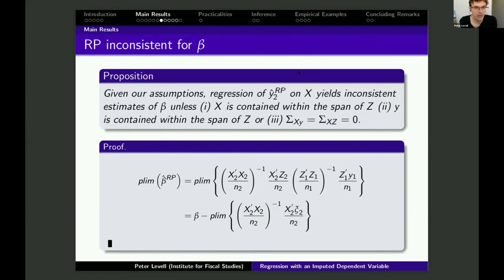So one of the key results of our paper is that the regression prediction procedure, which is very commonly used, gives inconsistent estimates of beta. Unless you satisfy some quite unusual conditions, which I've written down there, so basically x and z are the same, or some other strange cases, you will get inconsistent estimates of beta using this approach.